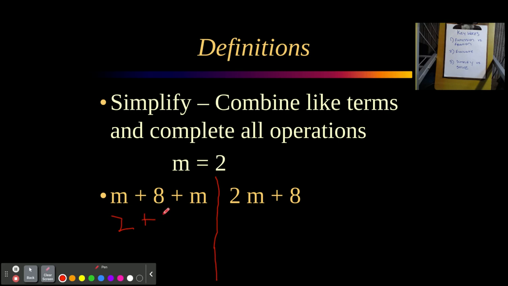I'm still learning how to use this, so it's going to look a little sloppy, but hopefully you can get the point of what I'm trying to write. Plus 2. All I'm doing is plugging in the 2 and then evaluating. When I evaluate that, I'll get 8, 9, 10, 11, 12. So the answer to that would be 12.